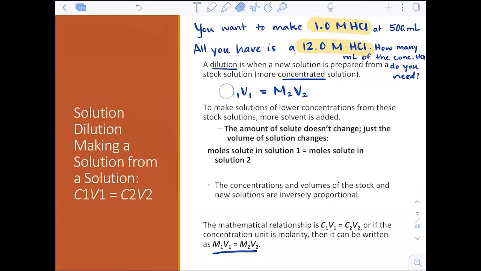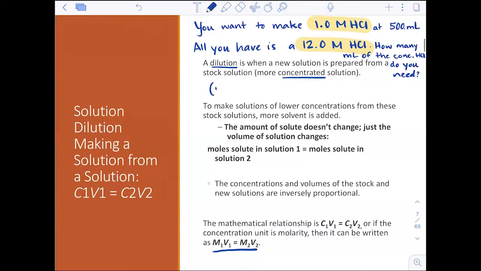And so what we want to be able to utilize is this idea, 12.0 molar, we don't know how much to use. So V1 is unknown. I know I want a 1.0 molar solution at 500 milliliters. It can be in any volume units as long as I'm consistent. This should look similar to P1V1 equals P2V2 for gas laws, and that is a-okay to relate it to. As long as you know that you're consistent, you can come up with the correct value.